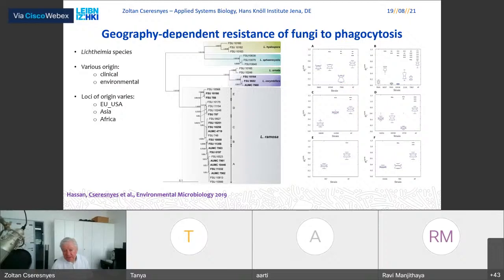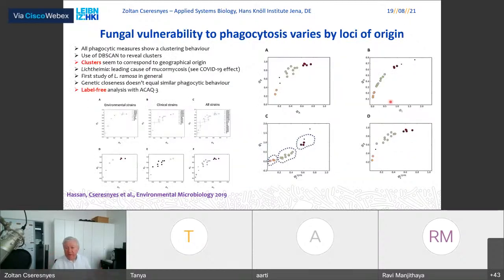And we had dozens and dozens of these graphs, believe me. And then at the end, what we did was we looked at how all these groups of Lichtheimia species were linked somehow to each other. Do they behave similarly in certain groups? And what we found was that indeed, when I examined, for example, the correlation between the symmetrized phagocytic index and the phagocytic index, all the strains that we examined, there were like 19 or 20 of them altogether, grouped into clusters. And this is what I labeled in these dashed-line areas.